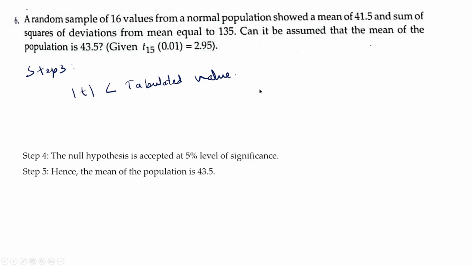So as a result, we can accept H naught. Therefore, the null hypothesis is accepted at 1% level of significance. So the final decision is the mean of the population is 43.5. Here it is asked, can it be assumed that the mean of the population is 43.5? Since we have accepted H naught, the mean of the population is 43.5.